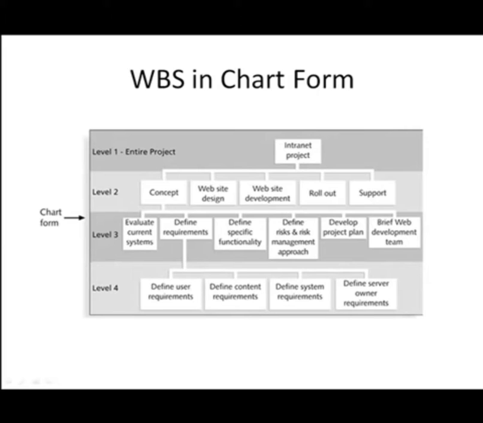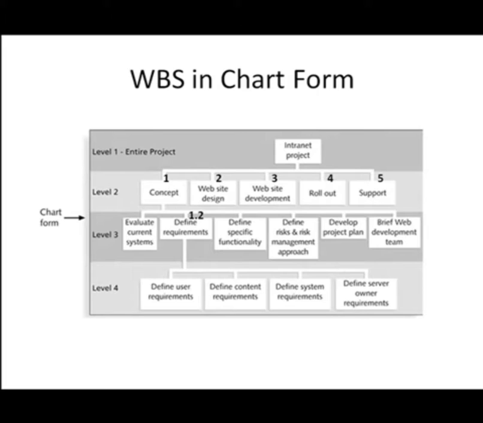Let's look at the numbering system that you're going to be using. There's a couple of different numbering systems that are mainly used. It doesn't really matter which one you use as long as you're consistent. In this case, the 5 major work areas, concept, web design, website development, so forth, are numbered 1 through 5. Within each of these, in this case, the number 1 in level 2, which is concept, underneath that we have a number of different subcategories of work. Evaluate current systems, define requirements.